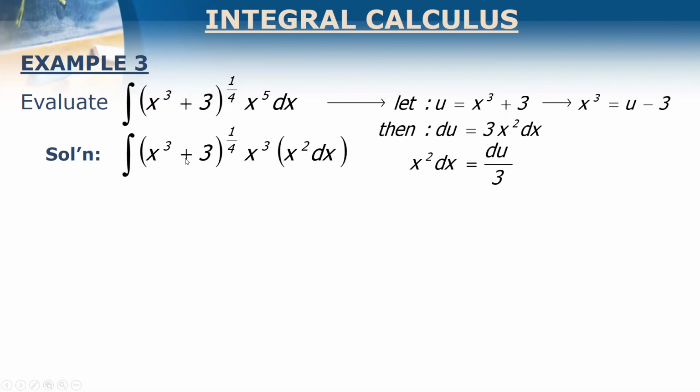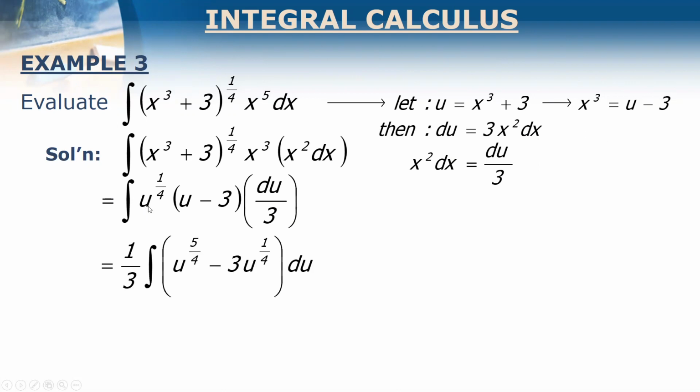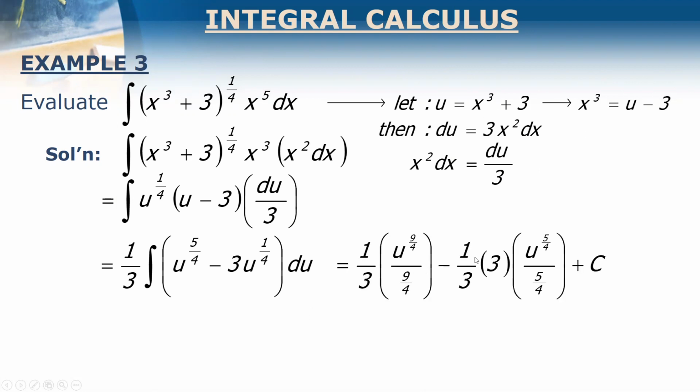Then substitute: x cubed plus 3 is actually u, and x cubed is u minus 3. And the x squared dx is du over 3. Okay. And then by the properties of anti-differentiation, when there is a constant, place it before the integral, and then integrate. Let's separate them individually.